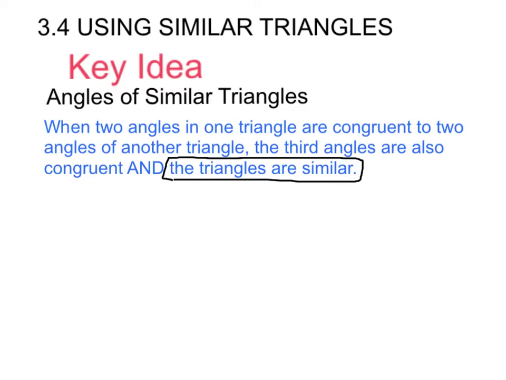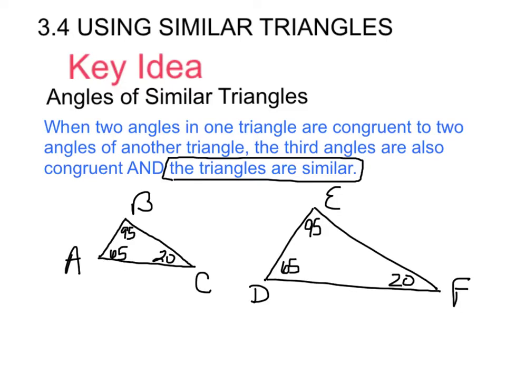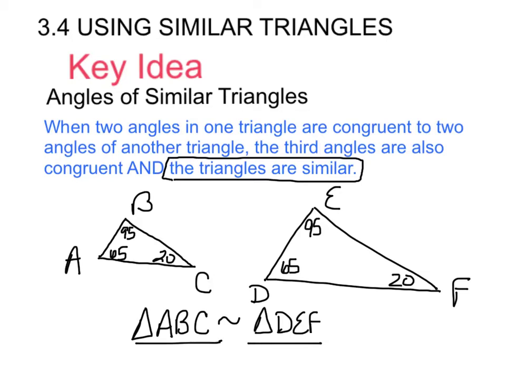So here is how it would look. Here we have all angles of one triangle congruent to all angles of another. Therefore, we can say that triangle ABC is similar to triangle DEF. Make note of how I wrote this. This right here is the similar figure, or the symbol for being similar.